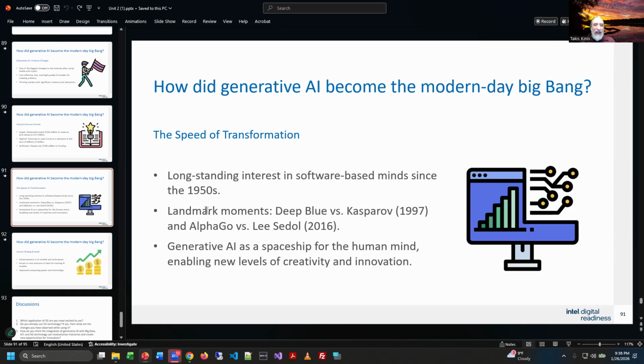I think this is kind of interesting. They talk about the speed of transformation, and people have been working on these problems since basically the 50s, or they've been conceptualizing and thinking about them. There were some really big moments in AI development. Back in the 90s, IBM's AI, Deep Blue, went up against a chess champion and beat him, right? That was 97.